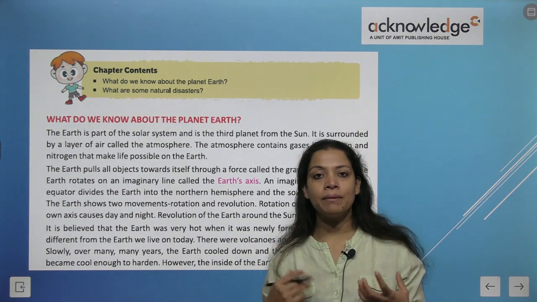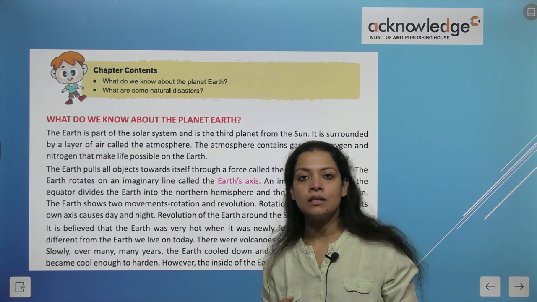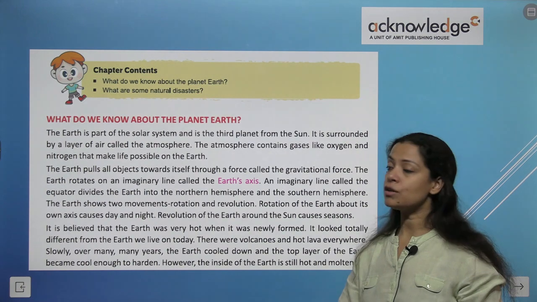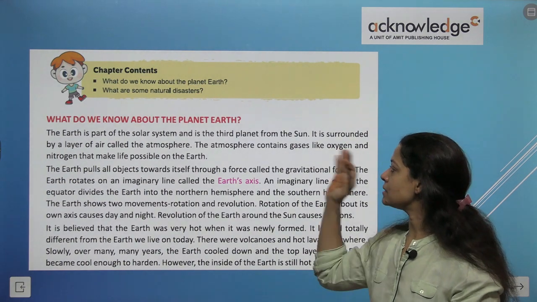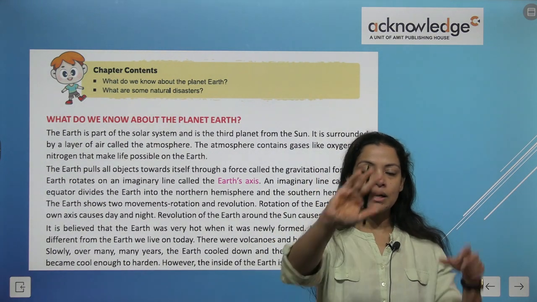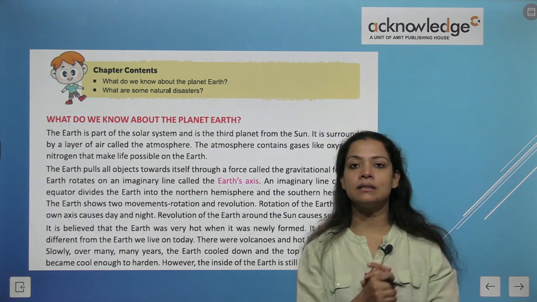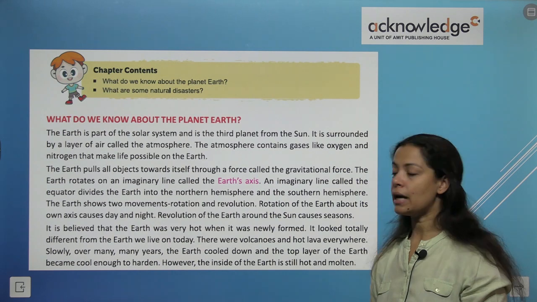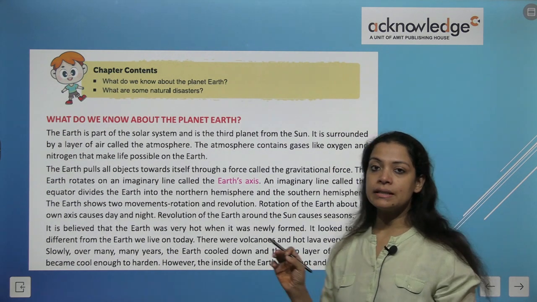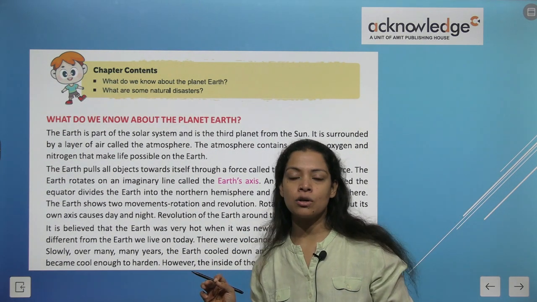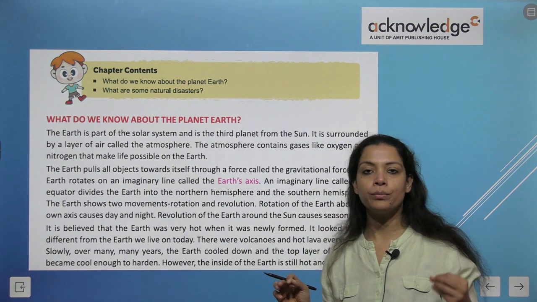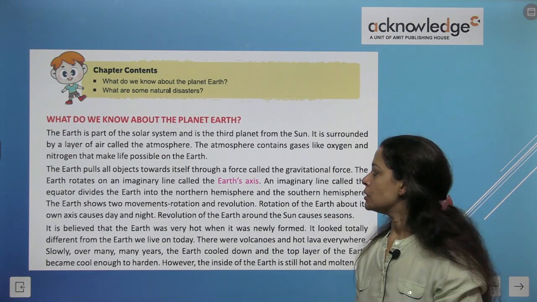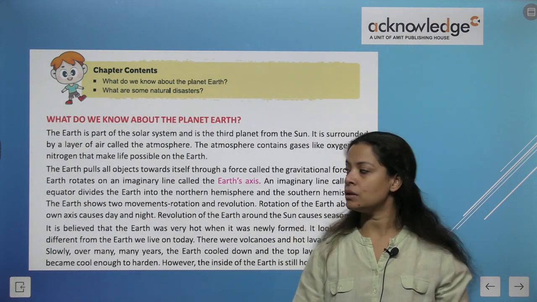Especially the planet, the Earth we are living in, we must know about its core part. So the Earth is a part of the solar system and it is the third planet from the sun. So if you look at the whole solar system, Earth is the third planet. It is surrounded by a layer of air called atmosphere. Atmosphere contains several gases like nitrogen, oxygen and few other small components like argon, helium and hydrogen. So that makes life possible on the Earth.